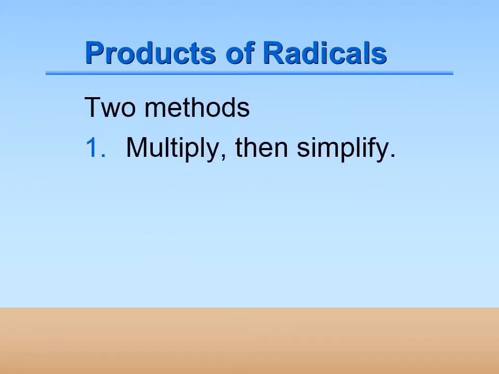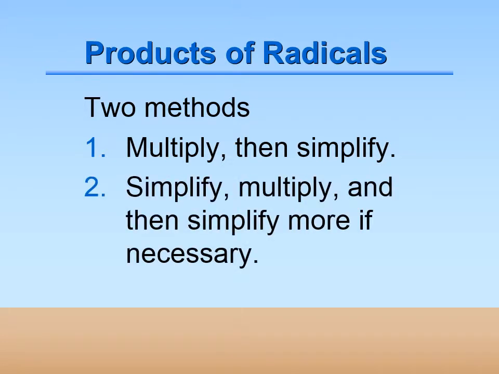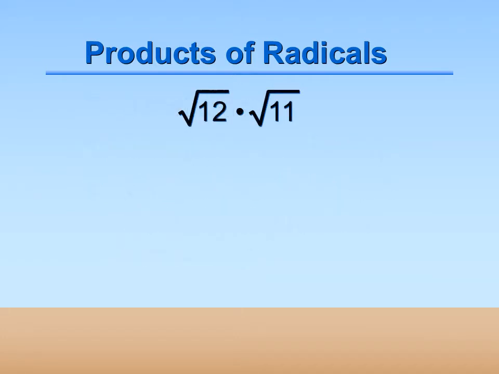So there's two methods. You can either multiply and then simplify your radical, or you can simplify your radical, multiply the radical, and then simplify more if necessary. Let's see an example of that.